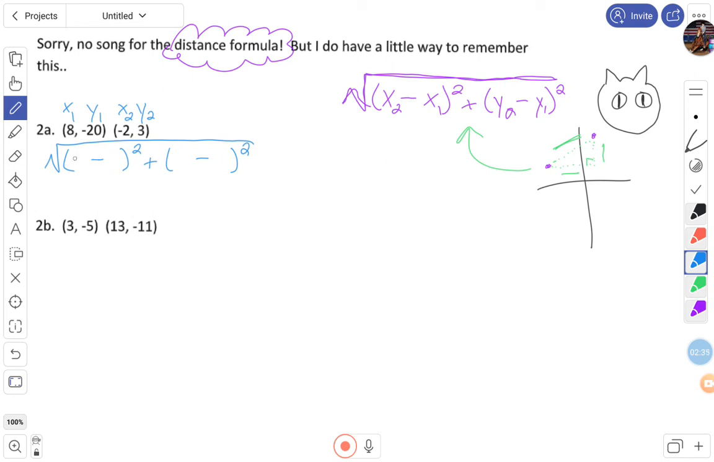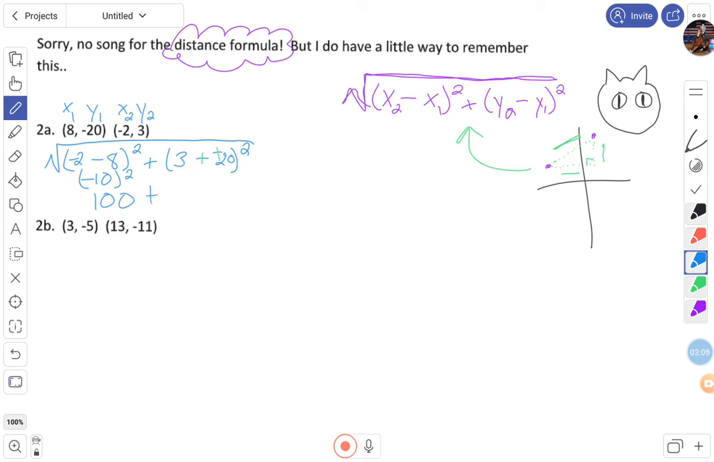And so x2 in this case is -2, x1 is 8, y2 is 3, and y1 is -20. Ooh, and I'm noticing a double negative, so I'm just going to fix that right now. And then let's solve it. -2 minus 8 is -10. Now, if you're using your calculator, make sure that you put that in parentheses because you need to make sure that you get a positive 100, not a negative 100.